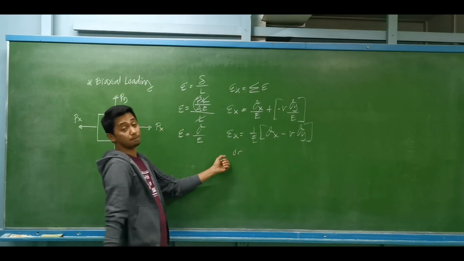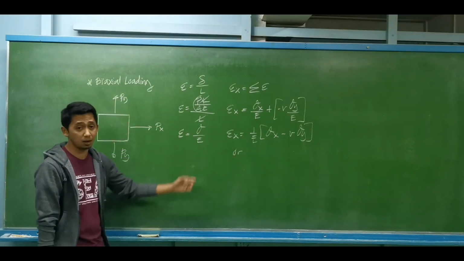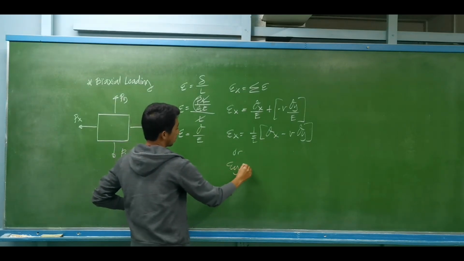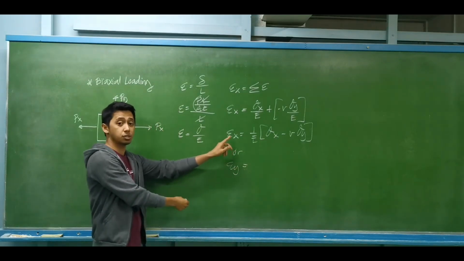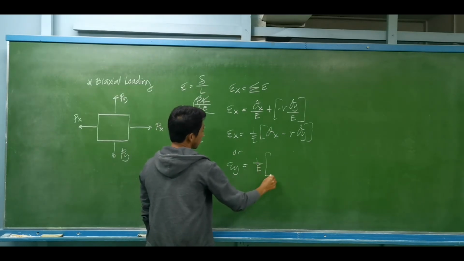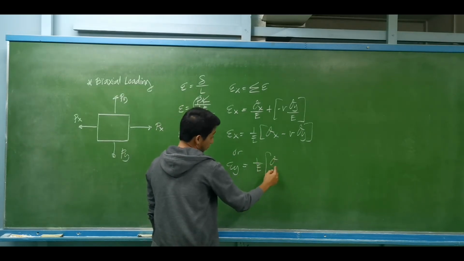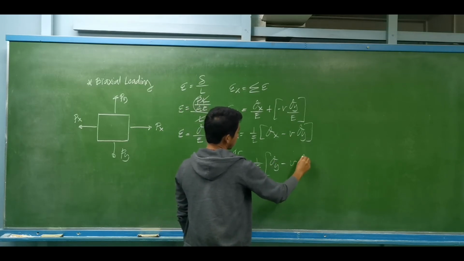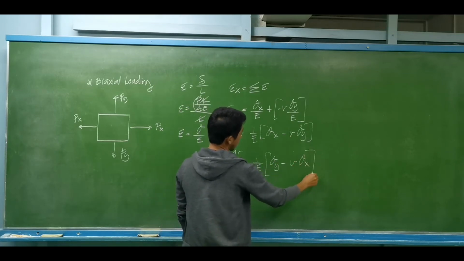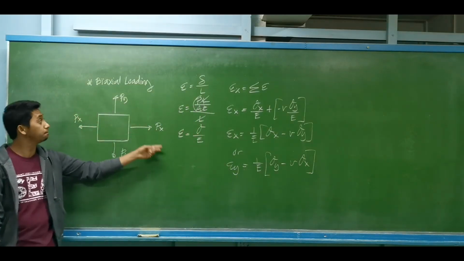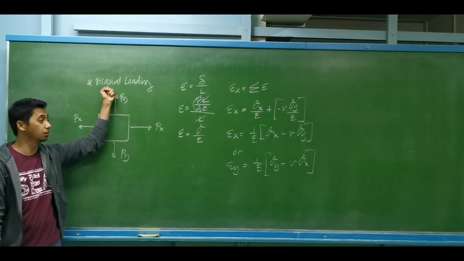Or for example, instead of the strain along x, we are computing the strain along y. All we have to do is follow this pattern. That is 1 over the modulus of elasticity, multiplied by the stress along y minus the Poisson's ratio multiplied by the stress along x. So this is how we compute the strain, considering we have biaxial loading.